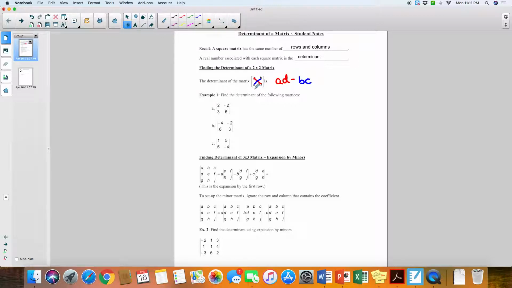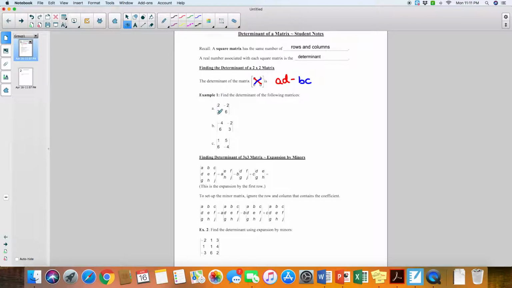Okay, so let's look at the first example. It says find the determinant of the following matrices. For part A, we have the matrix 2, -2, 3, 6. Notice that matrices are denoted by brackets. The symbol for a determinant doesn't have the little brackets. It looks like the absolute value sign, except we don't call it absolute value when we talk about matrices. We call it a determinant. Whenever you see the lines without the bracket pieces on them, that means determinant.